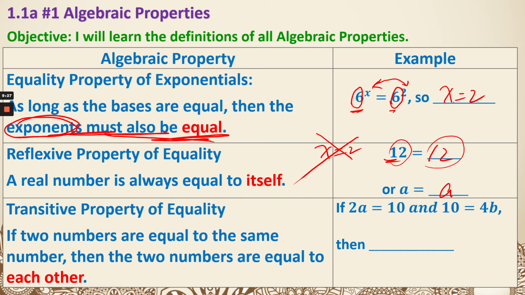Next one, transitive property of equality. If two numbers are equal to the same number, then the two numbers are equal to each other. You can see 2a equals 10, but 4b also equals 10. So 2a and 4b are being connected by the 10. I can conclude 2a equals 4b. That's transitive property of equality. Now that's all the properties.